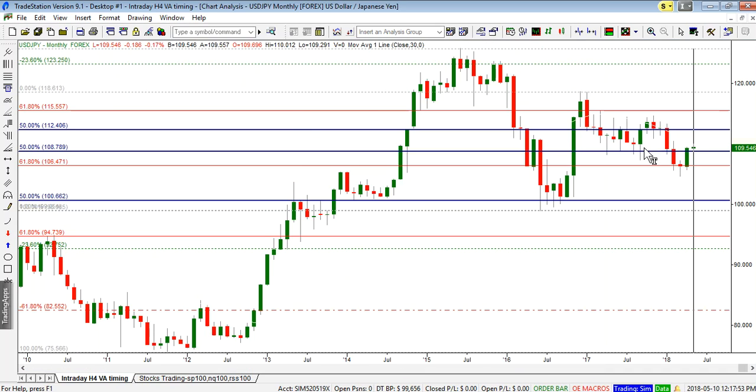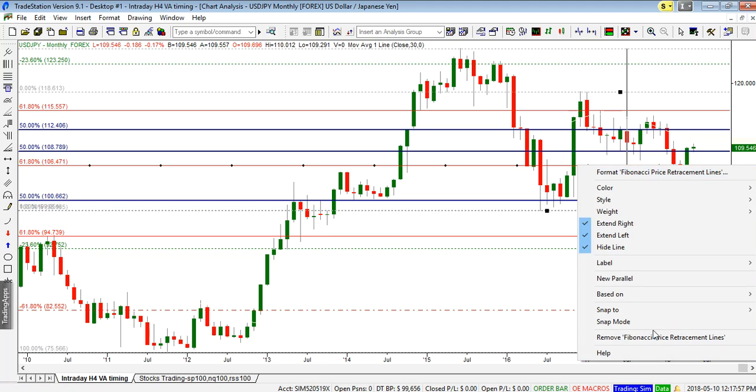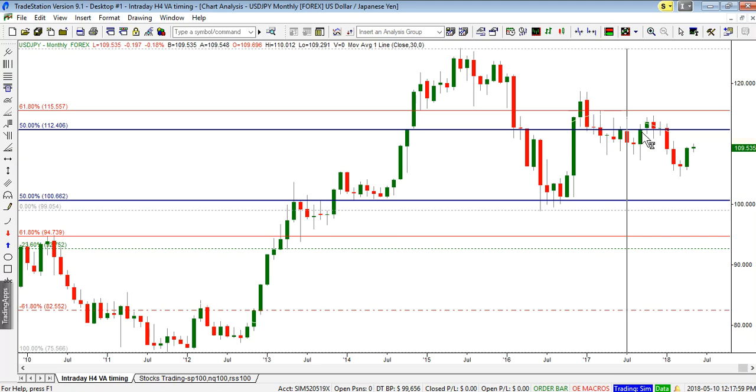Now, US dollar Japanese yen, it has not been very technical lately. It is in this sideways move.